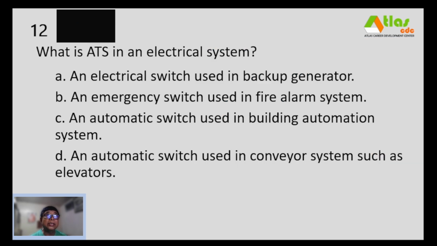Question number 12. What is ATS in an electrical system? A. An electrical switch used in backup generator. B. An emergency switch used in fire alarm system. C. An automatic switch used in building automation system. And D. An automatic switch used in conveyor system such as elevators. So, 10 seconds.